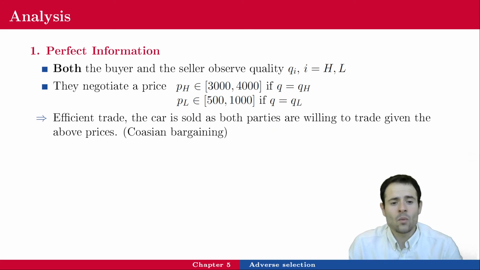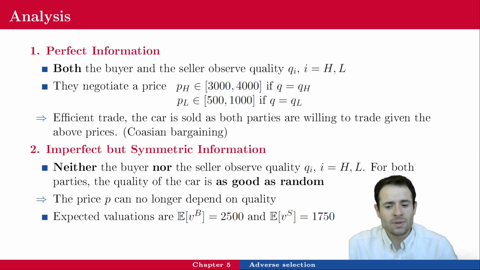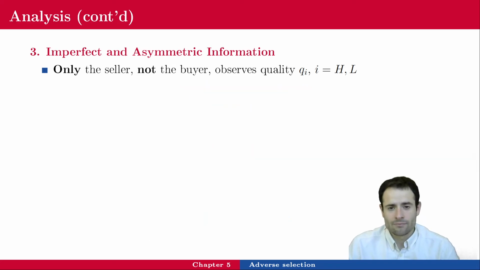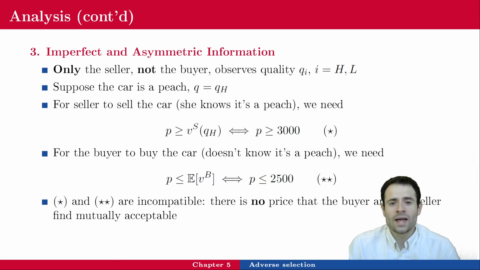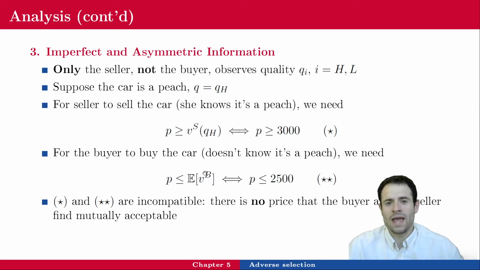Turns out, even when information is imperfect but symmetric, trade can still be efficient. So really, the main issue here is not the fact that information is imperfect, rather it is the fact that it is asymmetric. Note that it is not always the case that there will be a market failure. If this number, which is the expected willingness to pay of the buyer, is higher than 3,000, then, because the buyer is willing to pay a high price for both cars, trade will still happen.